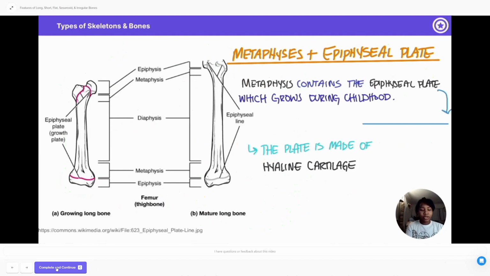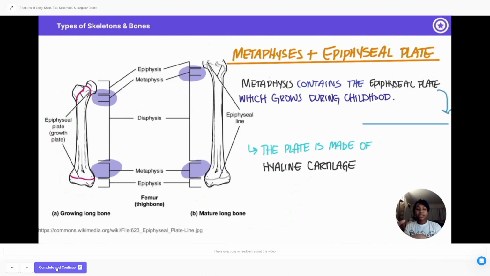Metaphyses are going to be a region that is located in between the epiphysis and the diaphysis. And it actually plays a really important role in the growth of new bone. When we're younger, our bones are growing more. That's pretty much a given, right? And within the metaphysis, there's a structure called the epiphyseal plate, or the growth plate. And this is actually where we get the site of new bone growth.